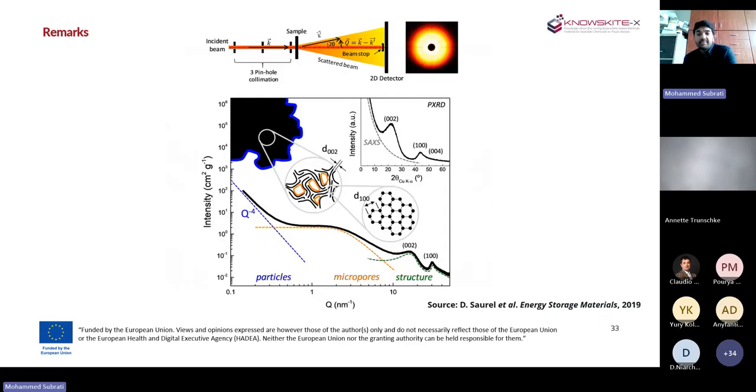So finally, for the remarks, an interesting aspect of this kind of porous material is to utilize SAXS, small angle X-ray scattering. As you can see, in the WAXS above 10 nanometer inverse, you can see the structure. And in the SAXS, you can see the micropores and the particle-like properties, the scattering. So in the middle, between 1 to 10, you can see the micropores, and below 1, you can see both the particles and the mesopores.